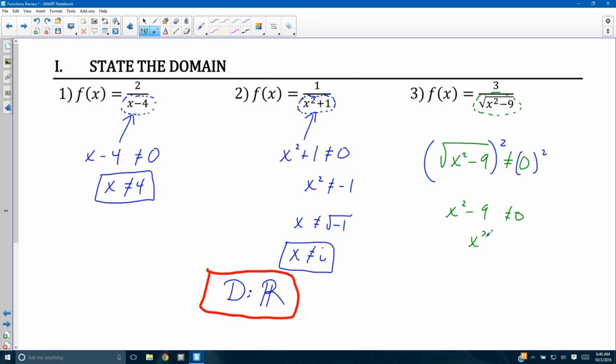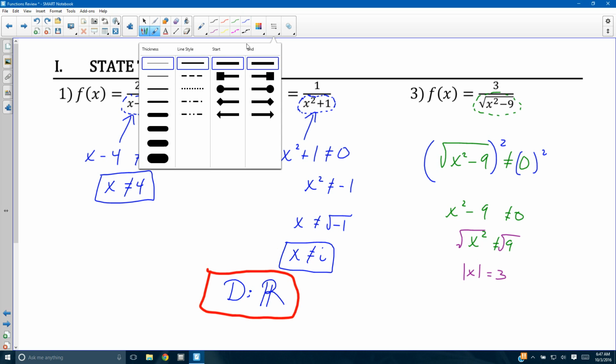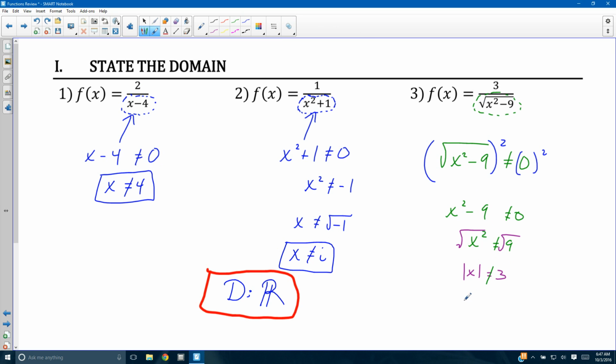Add 9 to both sides, x squared cannot equal 9. And be very careful, you take the square root of both sides now, and you're saying that x couldn't equal positive or negative 3. If I put the in-between step, it looks like that. Absolute value of x cannot equal 3. Therefore, x cannot equal 3 or negative 3. Now, that's a certainty. That's one of my sets of values that I cannot put in.